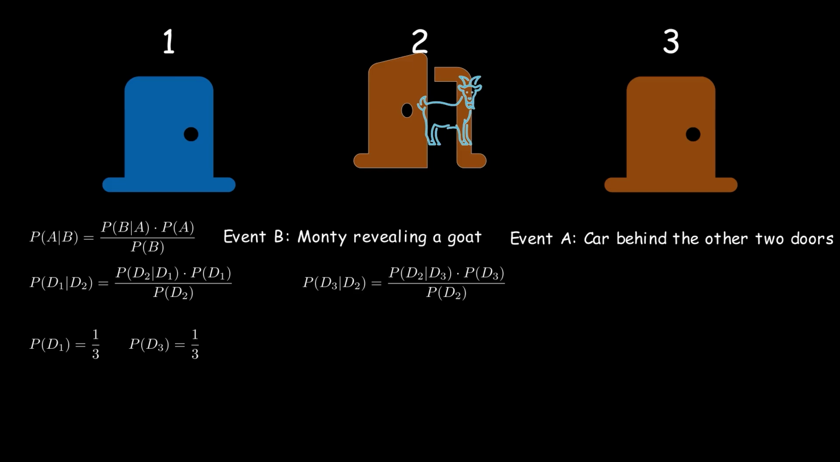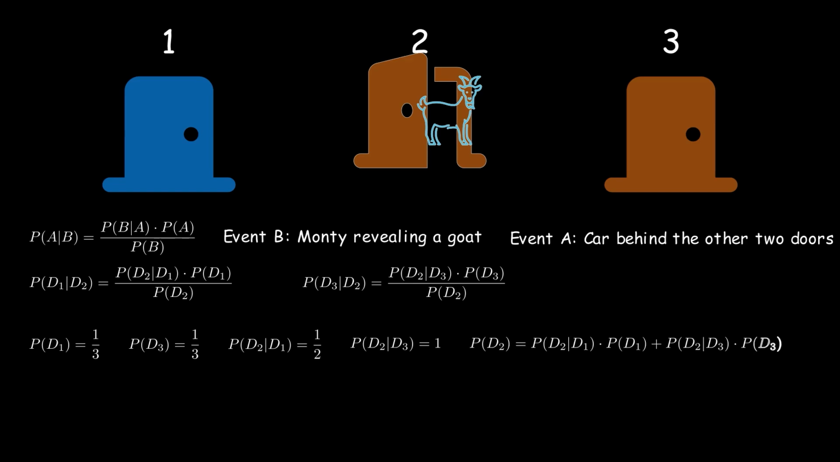If the car is behind door number 1, Monty can pick either door number 2 or 3 to reveal a goat. This means the probability of D2 given D1 is 1/2, because he has only 2 choices to reveal a goat. However, if the car is behind door number 3, Monty has no choice but to open door number 2. This means the probability of D2 given D3 is 1. P of D2 can be calculated using the law of total probability as follows.